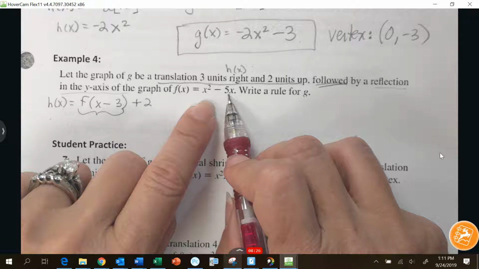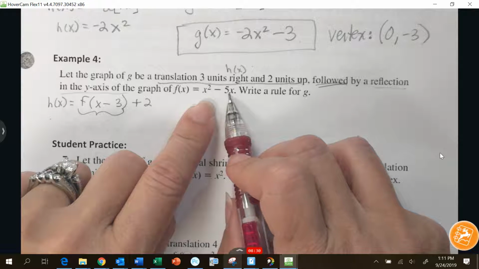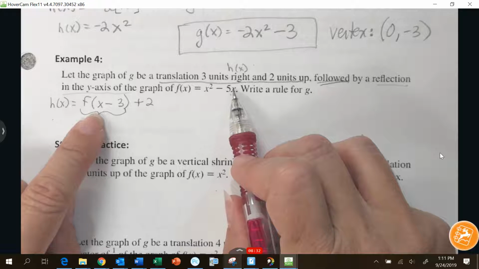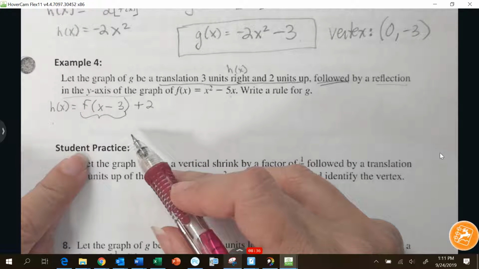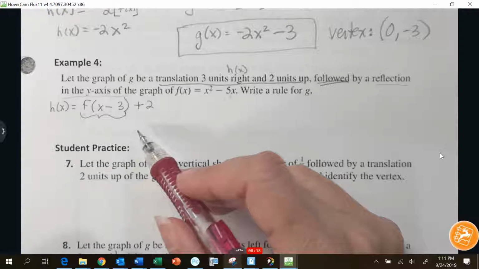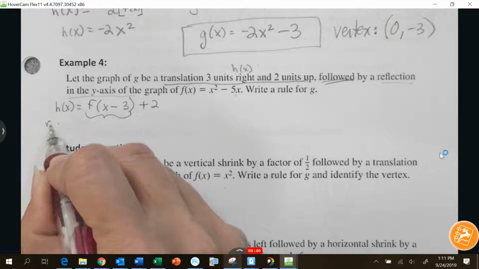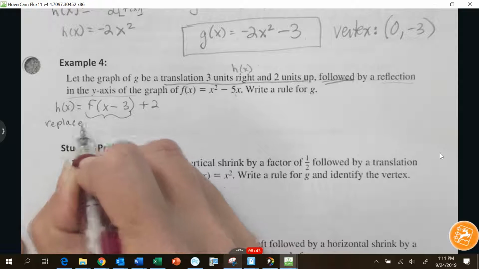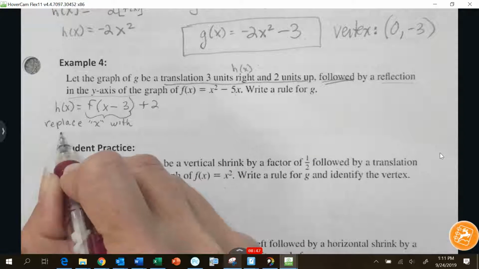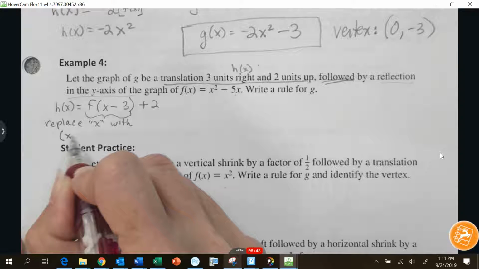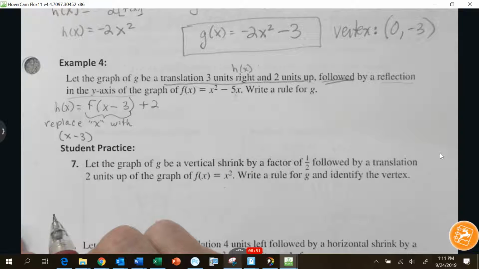Okay, so I need to go over this because I'm not sure if you're thinking it or not saying it. I haven't heard anybody say it. What this means is wherever I see an x, replace it with parenthesis x minus 3. That's what I was looking for. So replace x with x minus 3. That's what this is telling me to do.